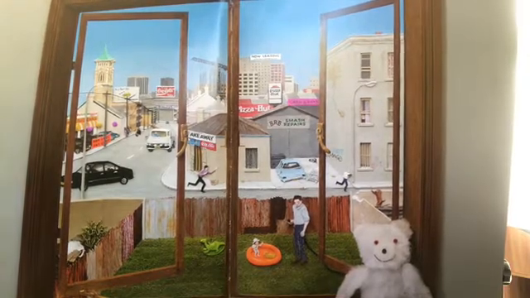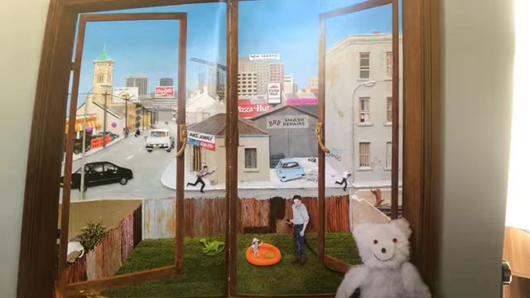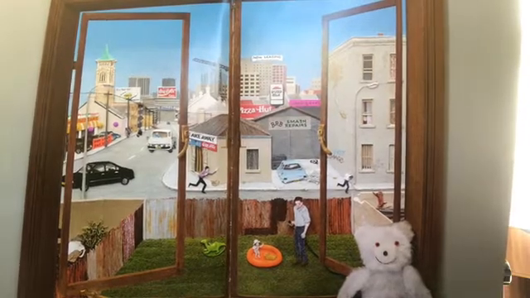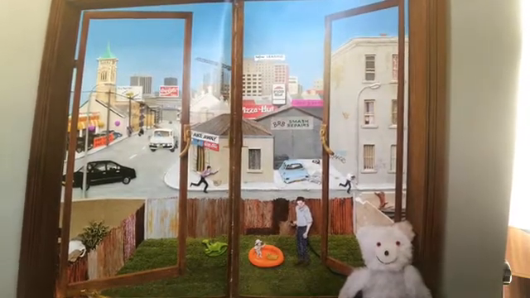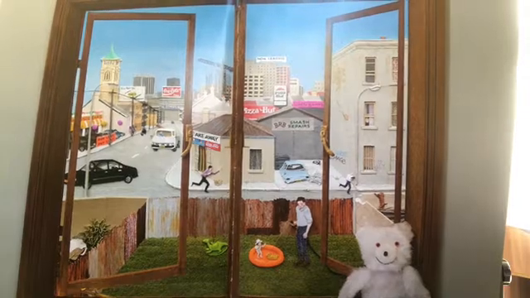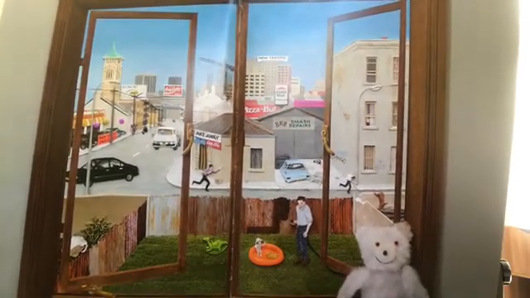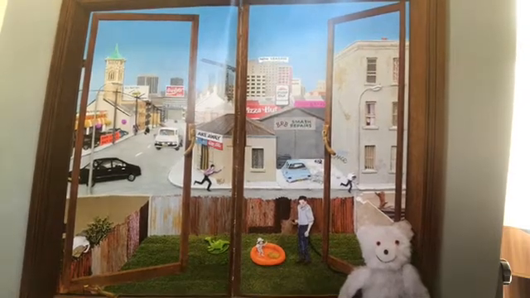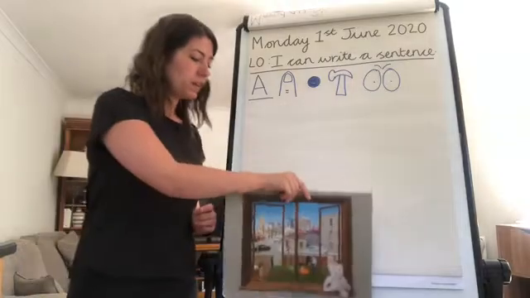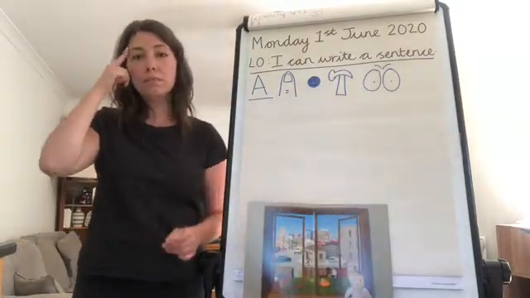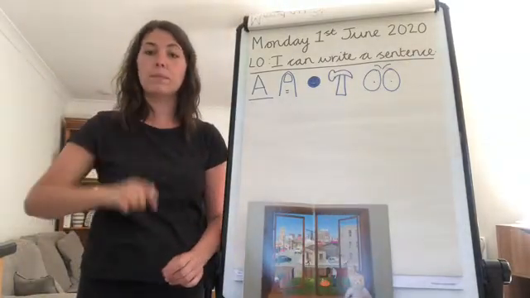The cars are driving on the road. Dad is filling up the pool. What lovely sentences. The sentence I have thought of is the girl is in the garden. I'll say it again. The girl is in the garden. That's my sentence today. So I thought about my sentence and I've said my sentence.